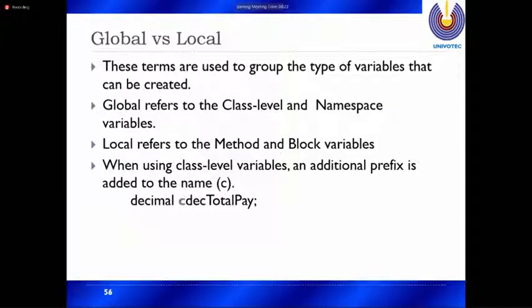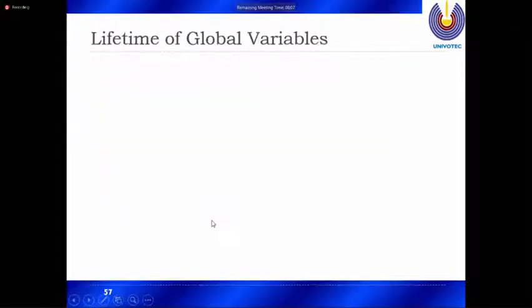When using a class level variable, in addition you can use a prefix, you can use the C also. If you want a decimal, C, DEL, this is the data type, total P. This is a class level variable also. Or if you want, you can use it, otherwise it is not necessary to use it like that.